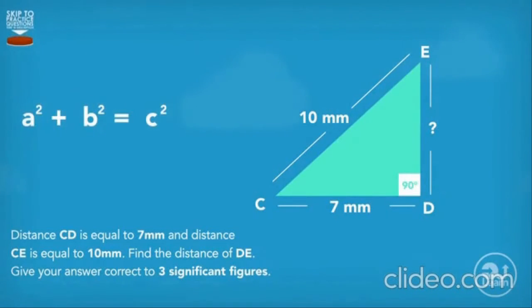The two sides A and B are both not given. The longest side C is given, and one other side is given. We have to find the other side. C is 10 millimeters, B is 7 millimeters. We have to make A the subject here. When we rearrange the formula, it becomes A squared equals C squared minus B squared.